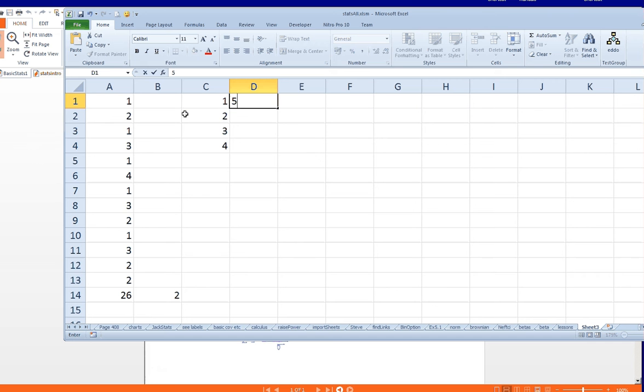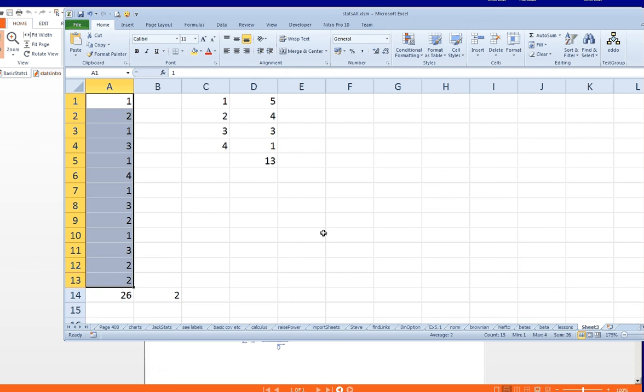And how many 2s have we got? 1, 2, 3, 4, and I will complete the table where I've got 3 3s and a 4. I could just add those up just to check that I've got 13 numbers altogether, which is the same as the count of these numbers here, 13 of those.